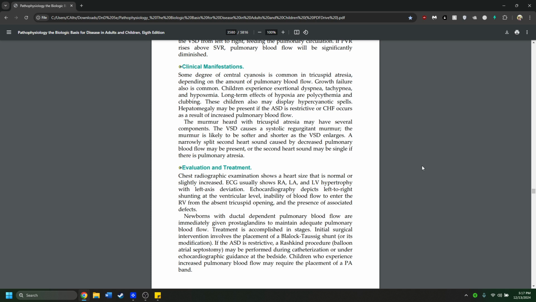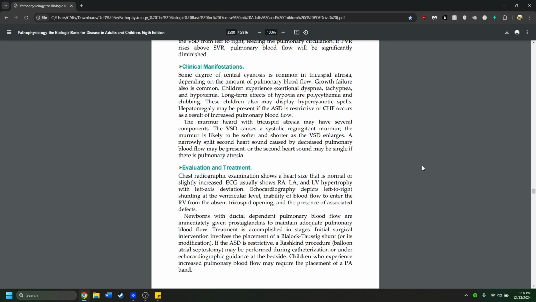The murmur heard with tricuspid atresia may have several components. The VSD causes a systolic regurgitant murmur. The murmur is likely to be softer and shorter as the VSD enlarges. A narrowly split second heart sound caused by decreased pulmonary blood flow may be present, or the second heart sound may be single if there is a pulmonary atresia.